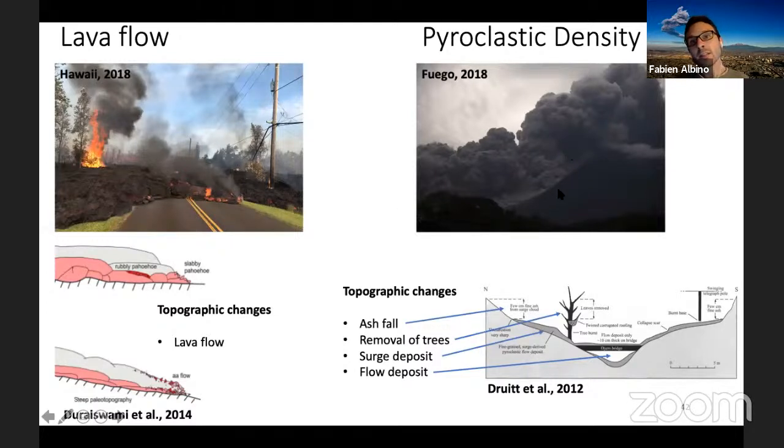When you look at pyroclastic density currents, pyroclastic flows in general, it is more difficult to discriminate the different processes behind topographic changes that can be due to different mechanisms. You have very thin ash fall on some parts, the removal of trees that is going to affect the topographic changes, surge deposits on the overbank, and flow deposits. So it's a combination of many processes, and it's very difficult to retrieve the thickness. And this is why it was not applied in this explosive eruption.